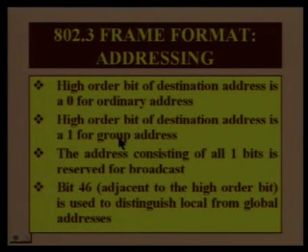For a particular group, that bit has to be 1. But if I want to broadcast this message to everyone who is part of this local computer network, then all bits must be 1s. And then bit 46, adjacent to the high order bit, is used to distinguish local from global addresses, and so on. So basically, sometimes when you want to send the same mail to a set of people, a group of people.